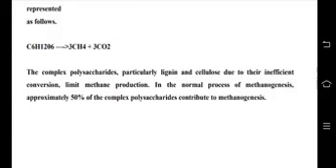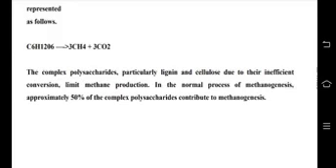The overall reaction of methane formation from glucose as the starting material may be represented as follows. C6H12O6, nothing else but the glucose molecule, produces 3 molecules of methane plus 3 molecules of carbon dioxide. The complex polysaccharides, particularly lignin and cellulose, due to their inefficient conversion, limit methane production.